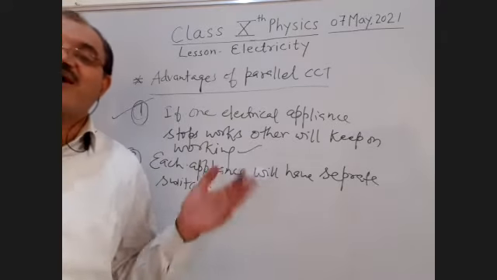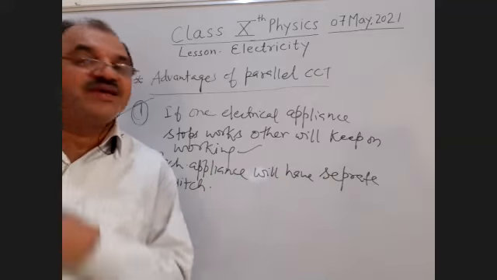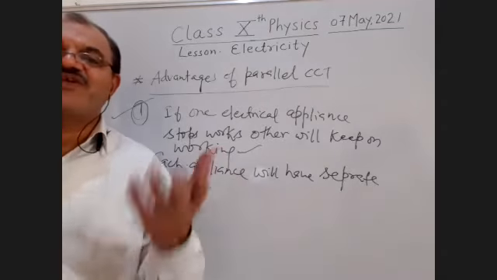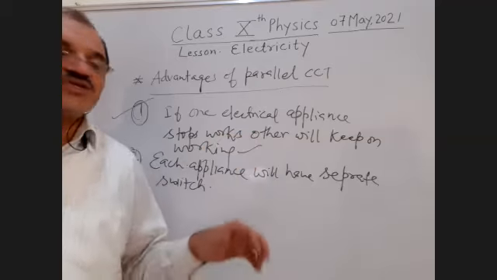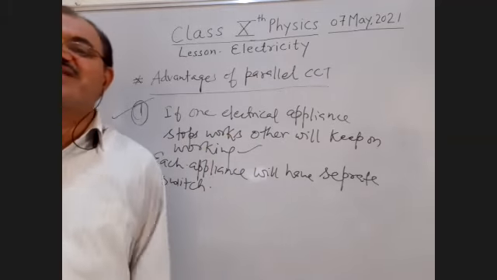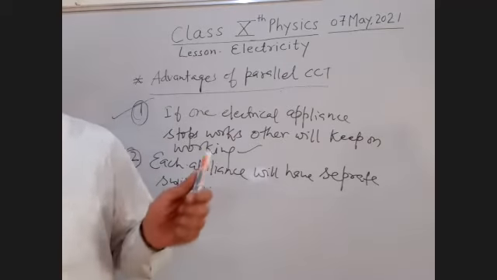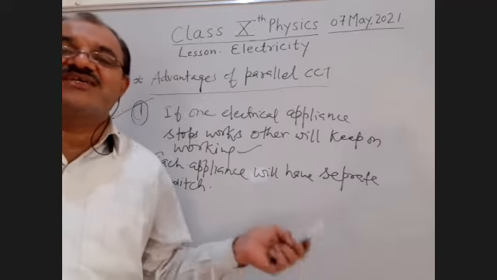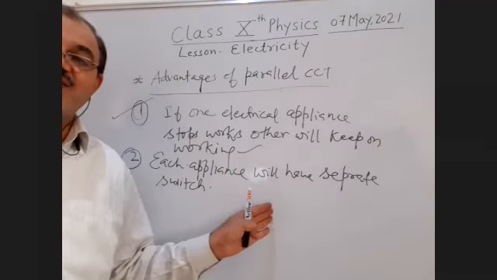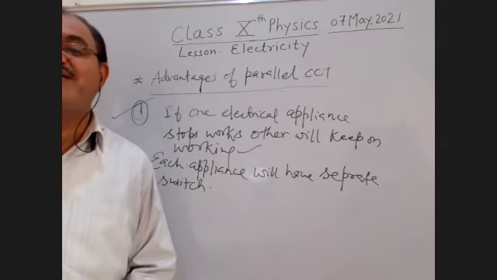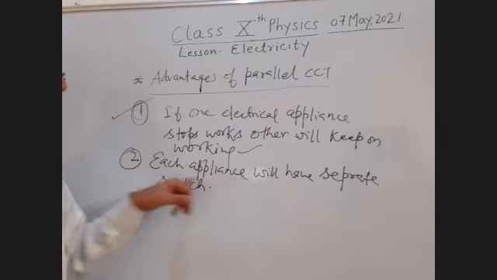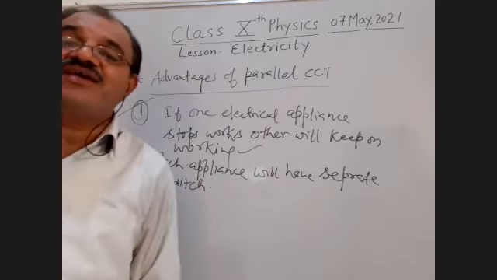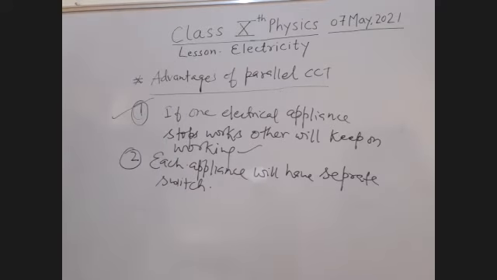In the other rooms where you are not sitting, it is not required, meaning wastage of electricity, and it is required only where you are sitting. So if different switches are there, lots of electricity will be saved, and that wastage of electricity can be avoided. Is it clear, students? So the second point: each electrical appliance will have a separate switch. This is the second advantage, students.